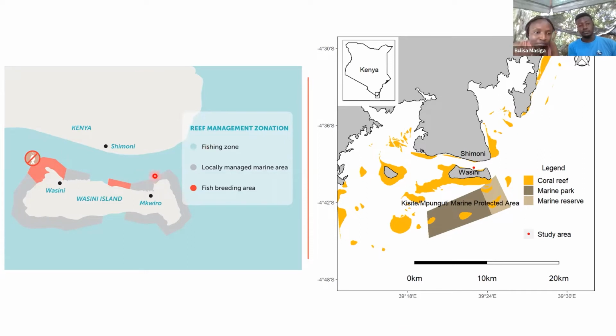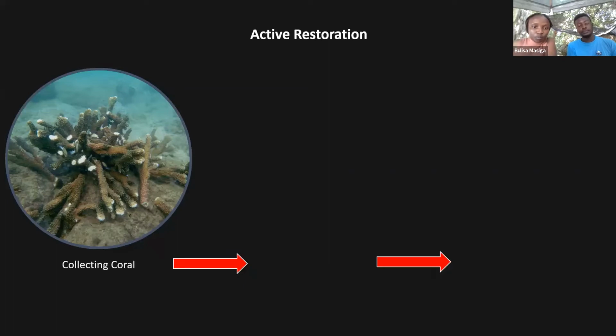So this is the locally managed area, as you can see, and this is the fishing zone. The fishermen are allowed to fish in this area, but using sustainable fishing practices like basket traps or hand lines that are not harming or destroying the ecosystem that we are trying to recover or assist the recovery of.